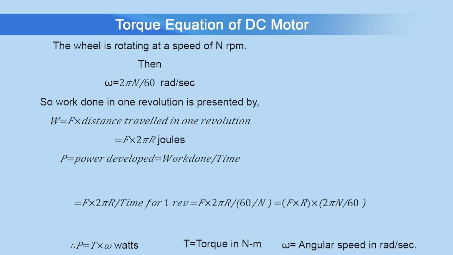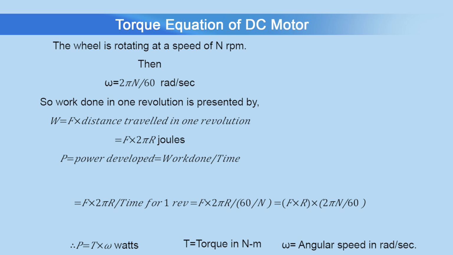The motor is rotating at a speed of N RPM, and omega is the angular speed in radian per second, which is equal to 2 pi N upon 60, where N is the speed in RPM. Work done in one revolution, represented by capital W, is equal to force F into the distance travelled in one revolution, so W is F into 2 pi R joules.